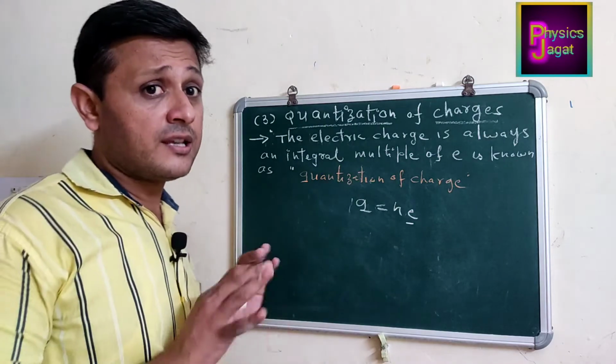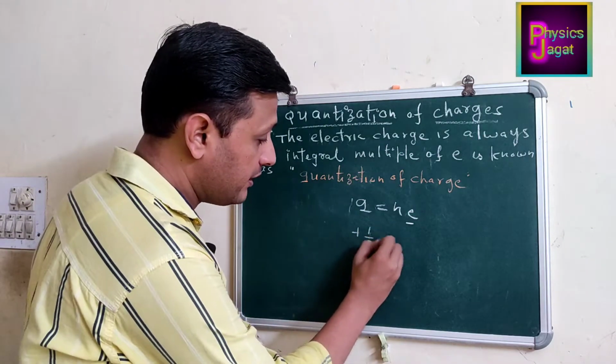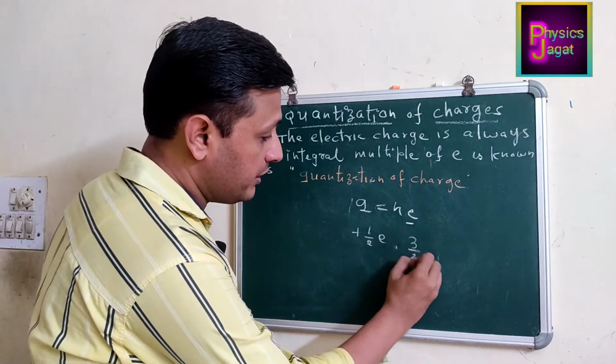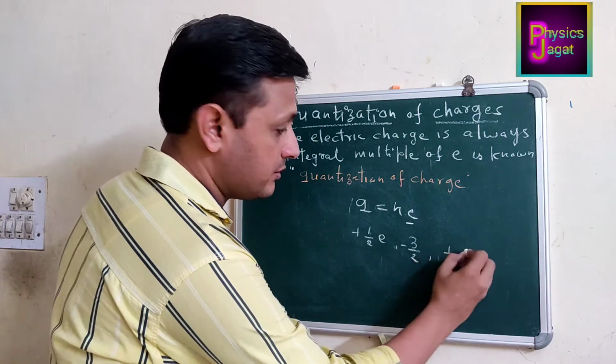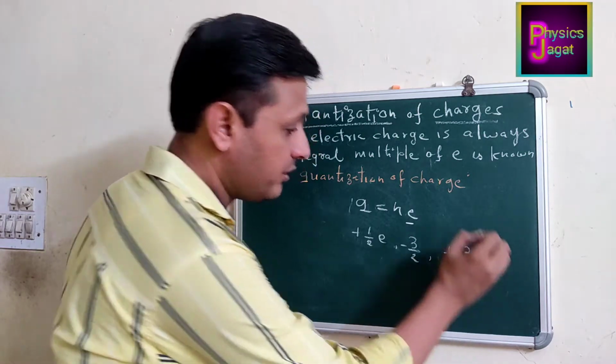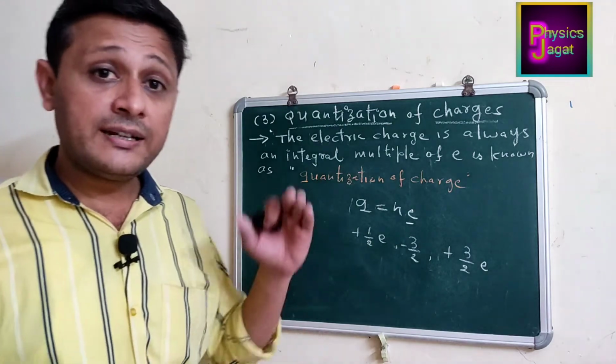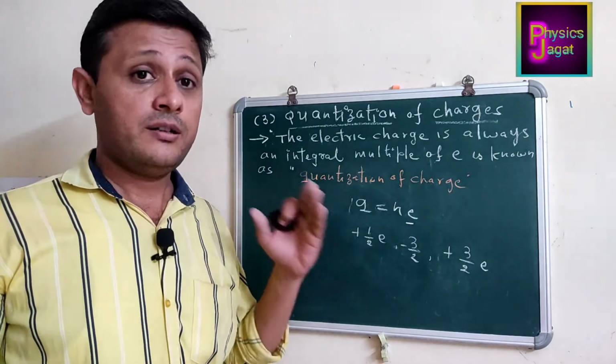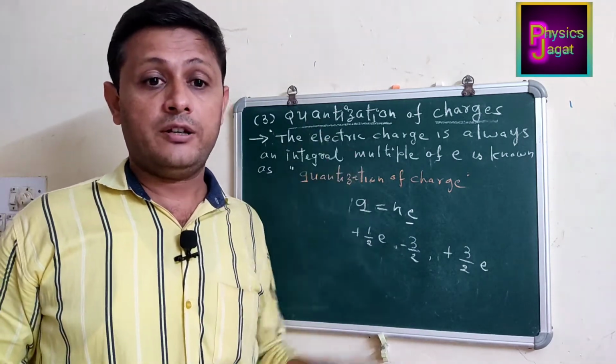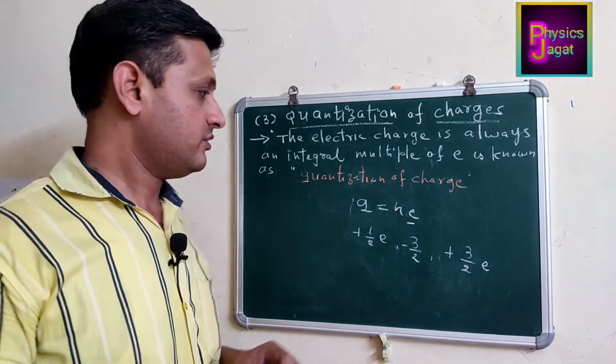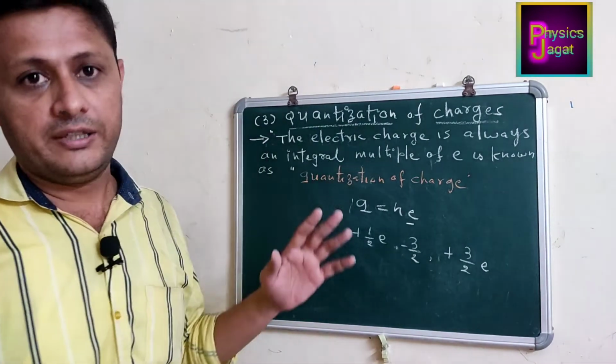Not any charge is allowed. Plus 1/2 E, 3/2 E, these are not allowed. Not any value is allowed. That is discreteness, as I gave you the example of the droplet. This is discreteness, so that's why charge is quantized.